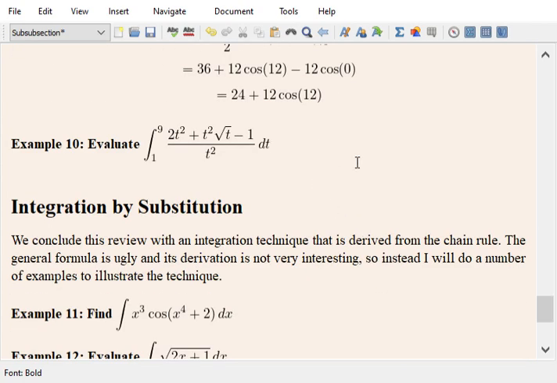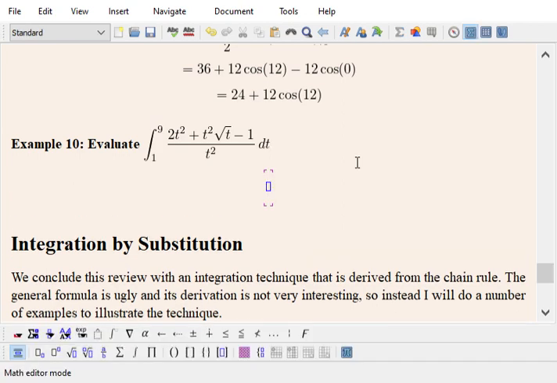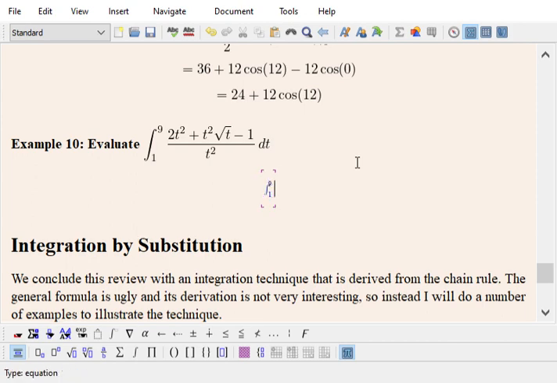Now, what's going on here? Well, this thing may look intimidating at first, but really all we need to do here is power rule. So, you may remember from algebra that if you have a gigantic fraction like this, but the denominator is only one term, then in fact, all we're doing is dividing each of these individual things by t squared.